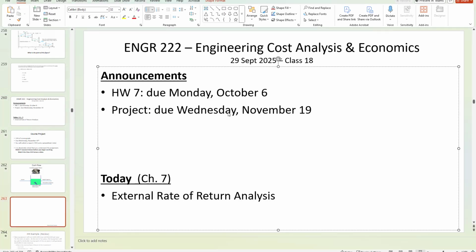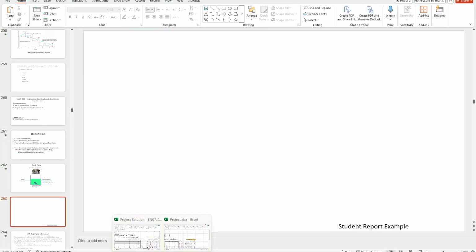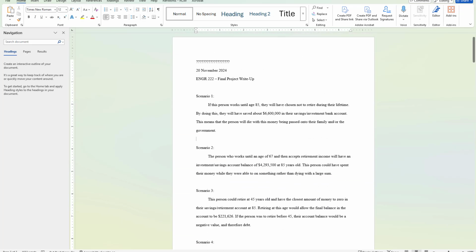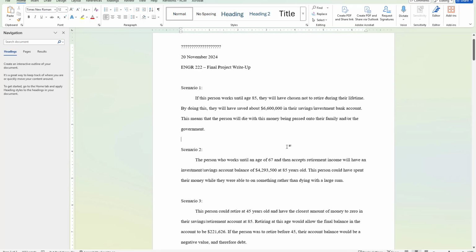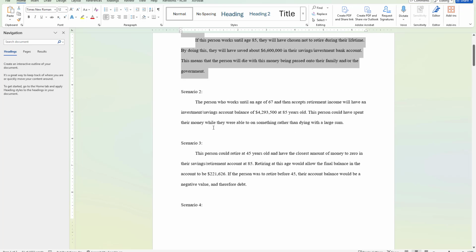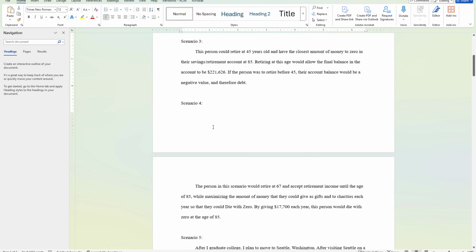Let me show you an example of a good report. You may want to see somebody who did well and what their work looked like. And so they just very succinctly explained the answer for the first scenario. That was one with given data, the second scenario, and so on.